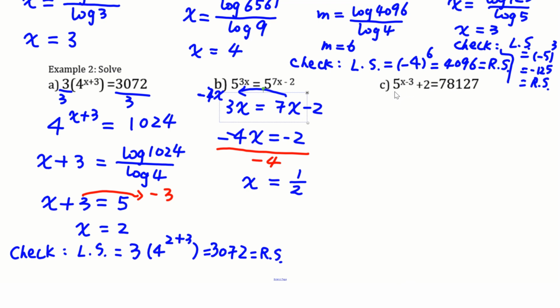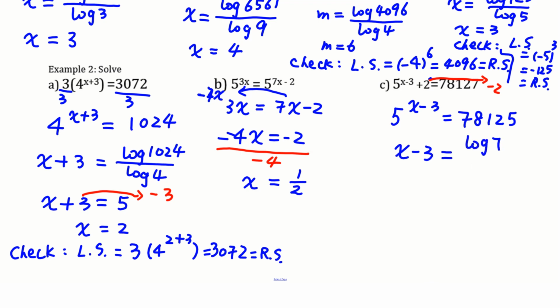And the last one, we have 1 power plus 2 equals another. We want to move the 2 to the other side by doing the opposite operation, which will be minus 2. Then we are going to have 5 to the exponent x minus 3 equals 78,125. And we could use a log: the exponent x minus 3 equals log of the power divided by log of the base.